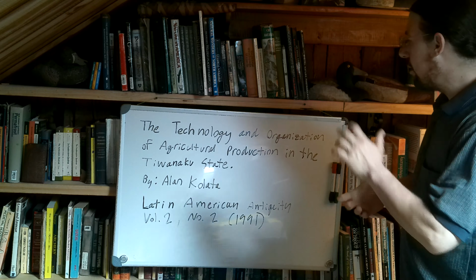The title is The Technology and Organization of Agricultural Production in the Tiwanaku State. Alan Kolata is the author. Latin American Antiquity is the journal, and it was published in '91. Okay? So I will retype all of this in the description box if you want to go and read the article directly yourself, which I would recommend. It's a very wonderful article. Okay, let's look at the model and what's going on here.